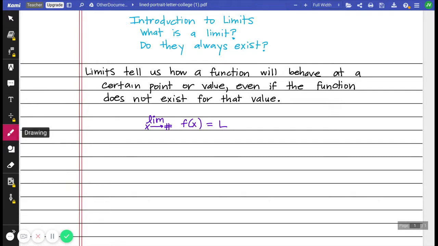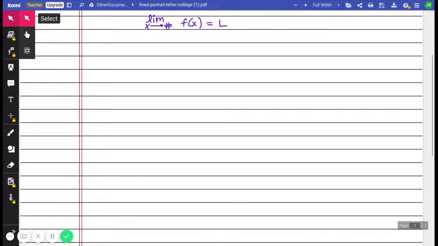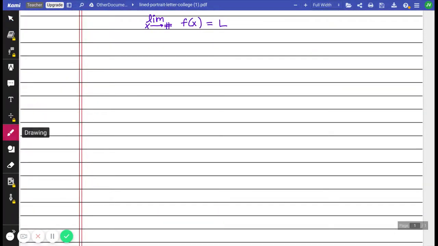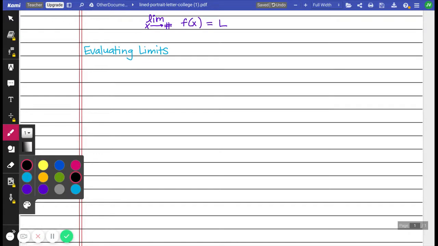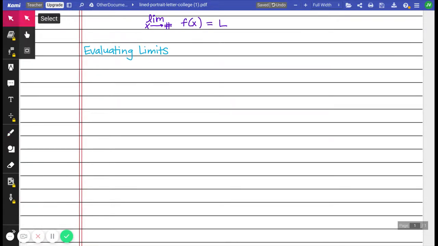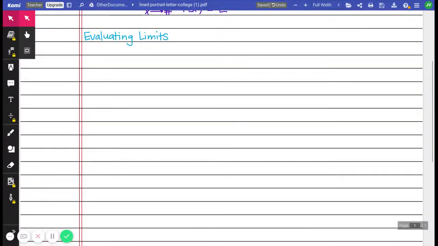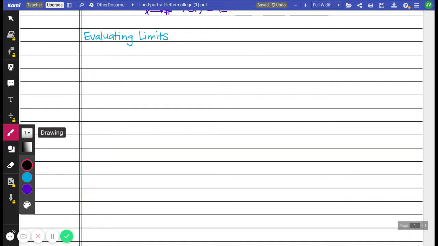The first is we're going to talk about how we can use just regular evaluating to deal with limits. In other words, can we just plug in a number? And the answer is kind of. We can plug in any number we want. The question is, what's the result going to be? So we're going to plug in x.